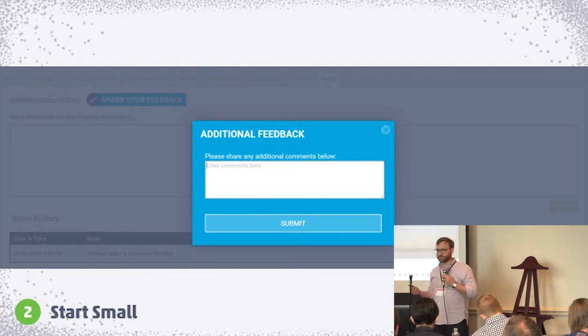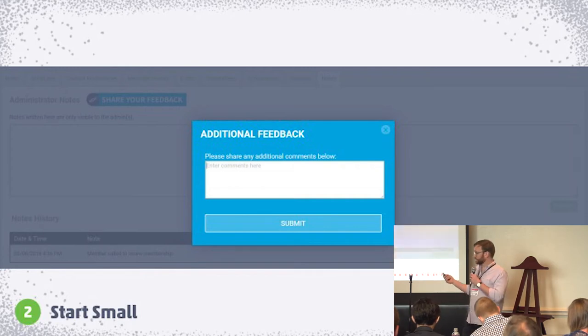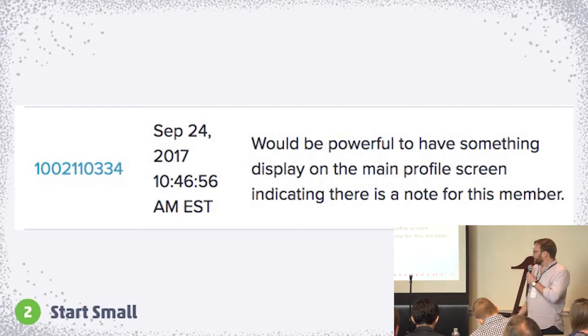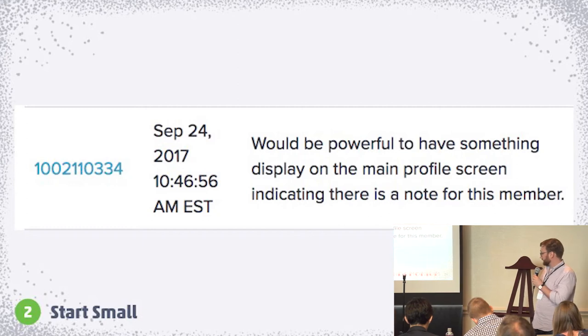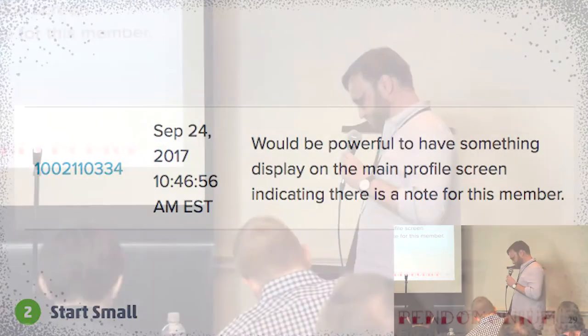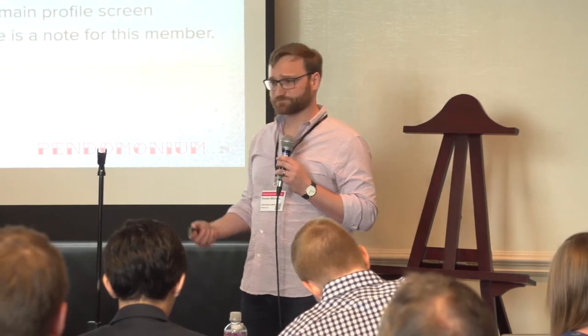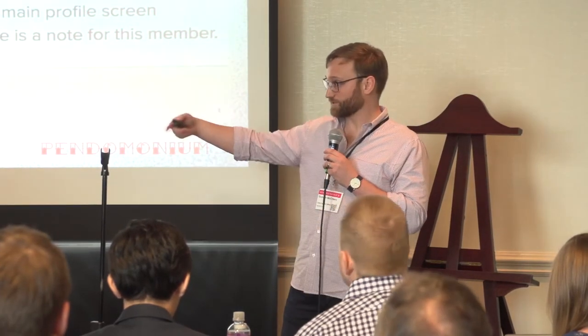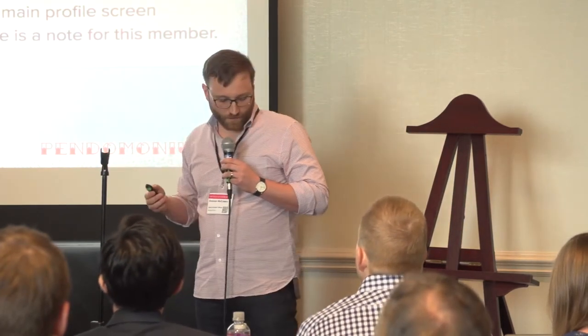There were a couple of things that came out of this. Task management was one idea. I mentioned edit and delete. The thing that we really put into action immediately came from this comment: "Would be powerful to have something display on the main profile screen indicating there's a note for this member." When you read this and you think notification, we're almost all hardwired to say, okay, notification. It should be like my phone. When I read the update, the notification goes away, so I'm always aware of when there's a new notification. And as a product team, that's just where our heads went.